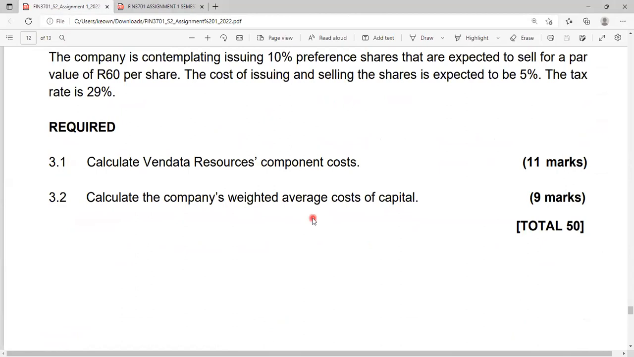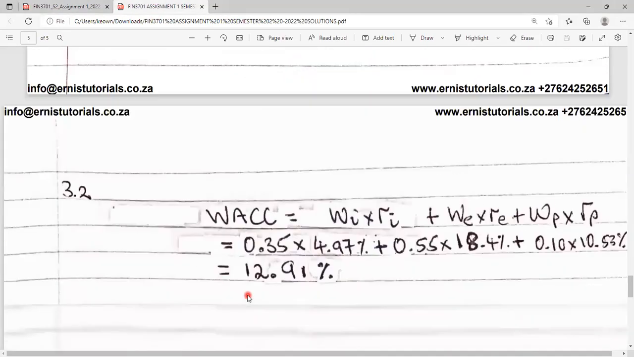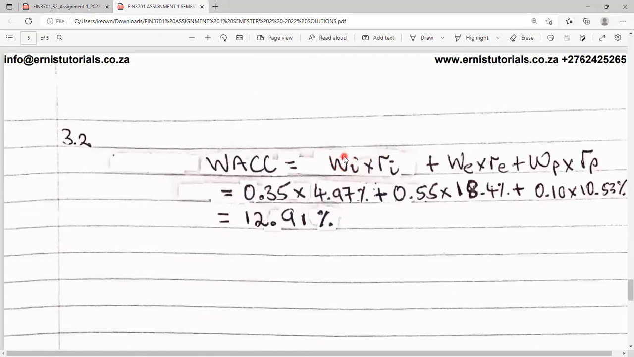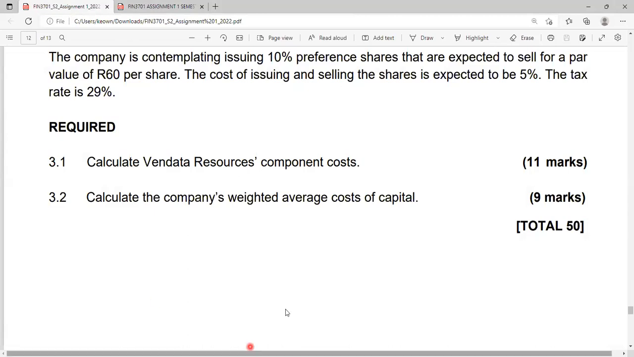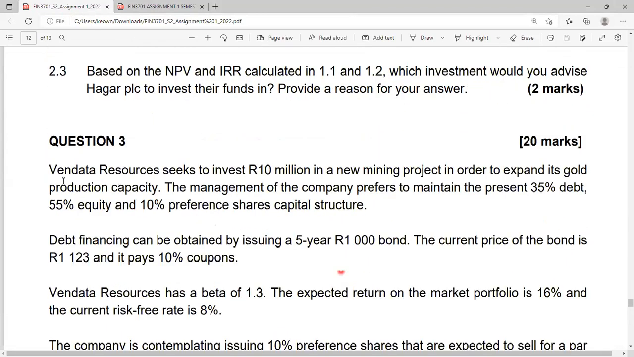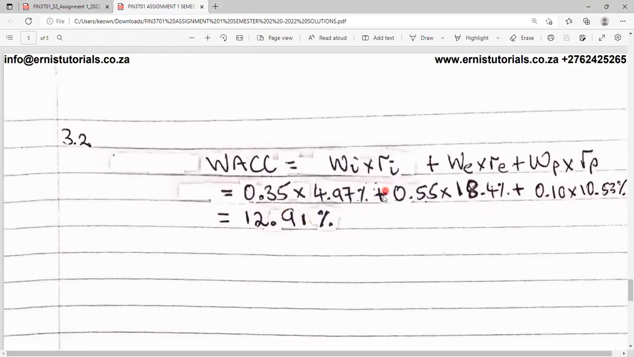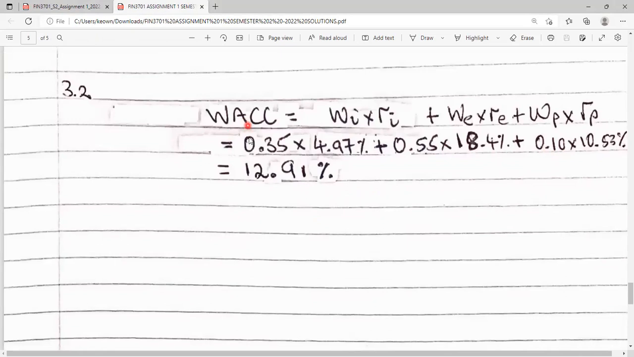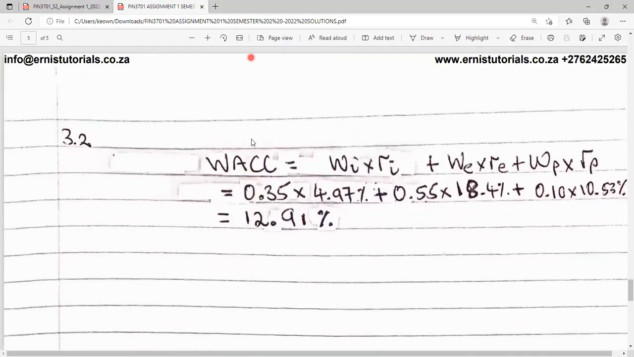And then finally, we can calculate our weighted average cost of capital. The WACC simply says the weight in debt times the after-tax cost of debt plus the weight in equity times the cost of equity plus the weight in preference shares times the cost of preference shares. So these weights, 35%, 55%, and 10%, we've already been given these, right? We were told those weights, and we've calculated all of these costs. Remember, here we use the after-tax cost of debt. Some students prefer to use the tabular format here for their work.